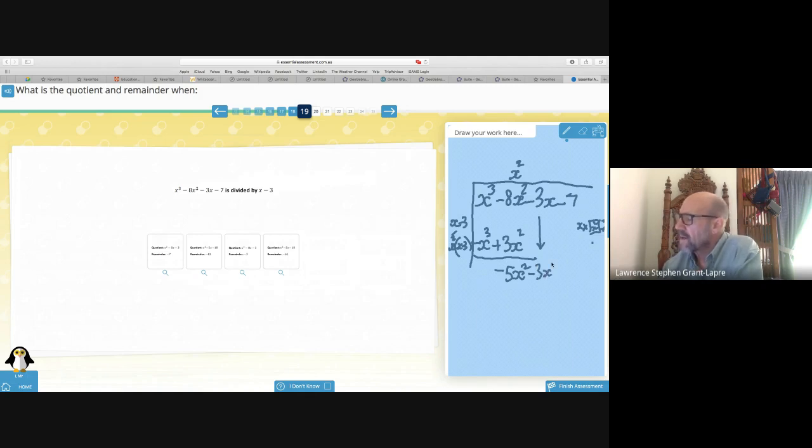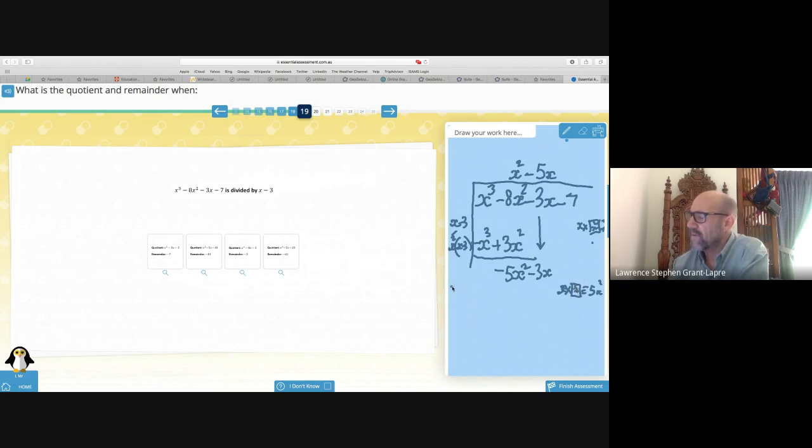All right. Now we do x times something to be equal to negative 5x squared, that first term there. And that is negative 5x. So we put a negative 5x in the box.